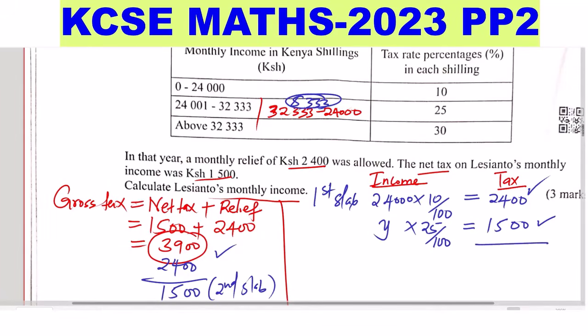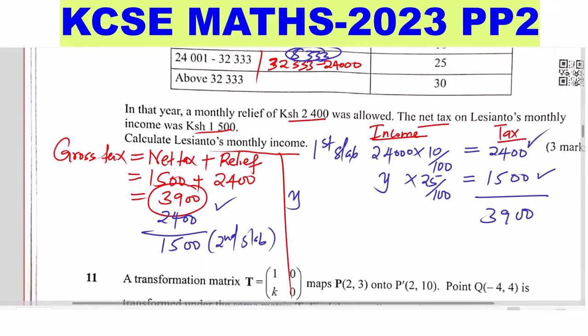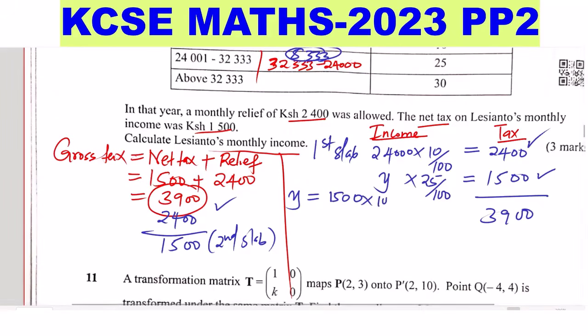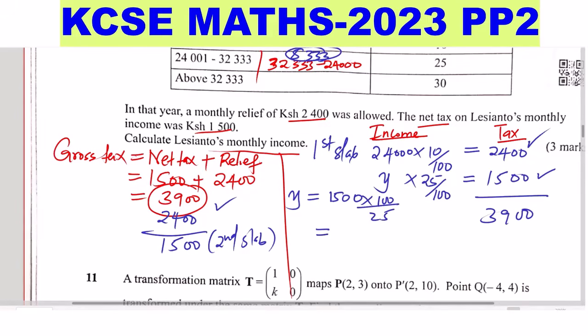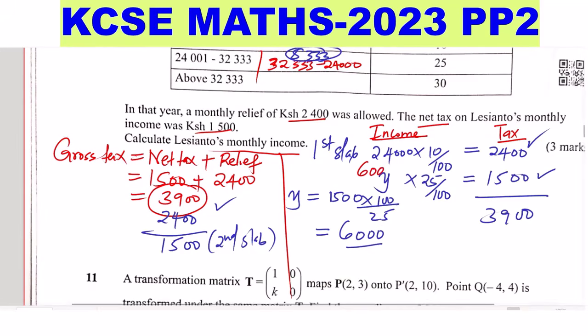So that you get now the total of 3,900. So now you can get the value of y. So y times 25% is equal to 1,500. Make y the subject, you get y is equal to 1,500 times the reciprocal of 25 over 100, which is 100 over 25, and y will give you 6,000. So 6,000 is the exact amount that should be here. This is the income that should be here. That is the value of y. When you tax 6,000 by this rate, 25%, you should get 1,500.